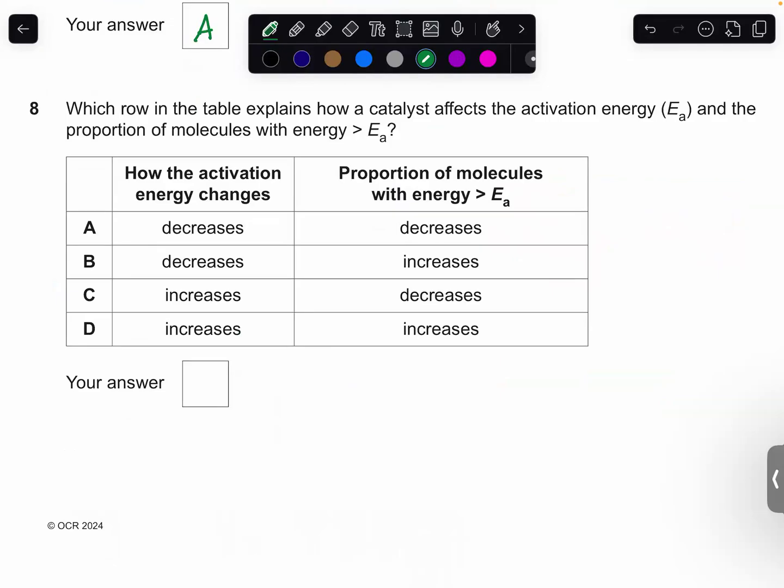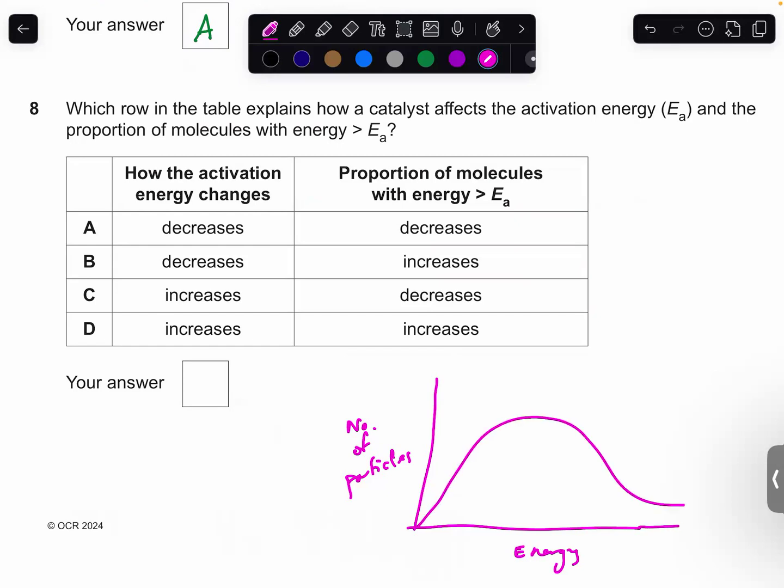Which row in the table explains how catalysts affect the activation energy and the proportion of molecules with energy greater than activation energy? Even though it's not asking for it, if you look at the Boltzmann distribution, here you've got the number of particles, and here you've got your energy. You've got your shape looking something like this. You've got your activation energy.